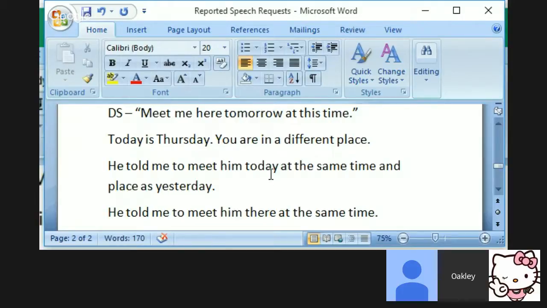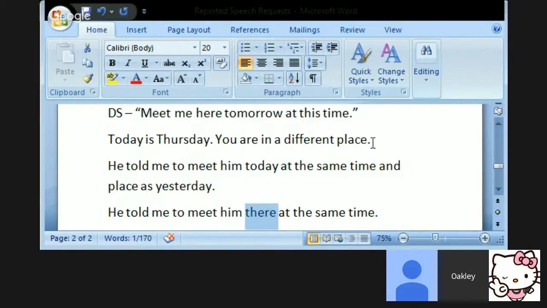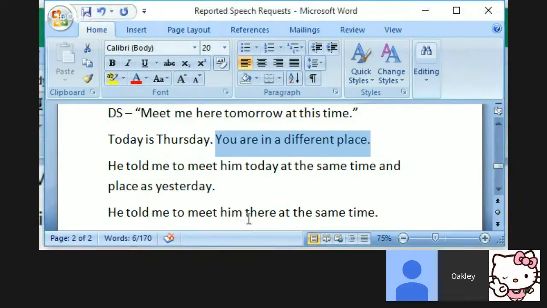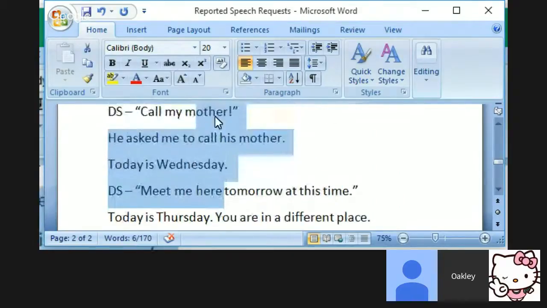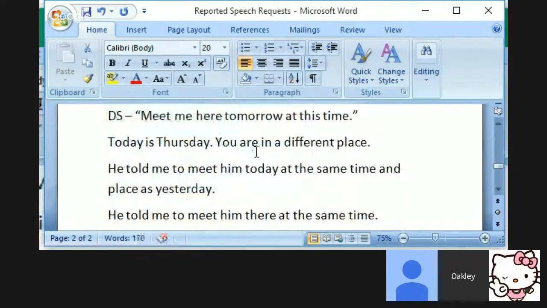There. This is also very common in reported speech, like here becomes there, if you're in a different place. Obviously, if you're in the same place, you would say he told me to meet him here. You wouldn't have to change. So sometimes reported speech involves also changing here and there or changing times, changing the time phrase or word. Okay, great job.